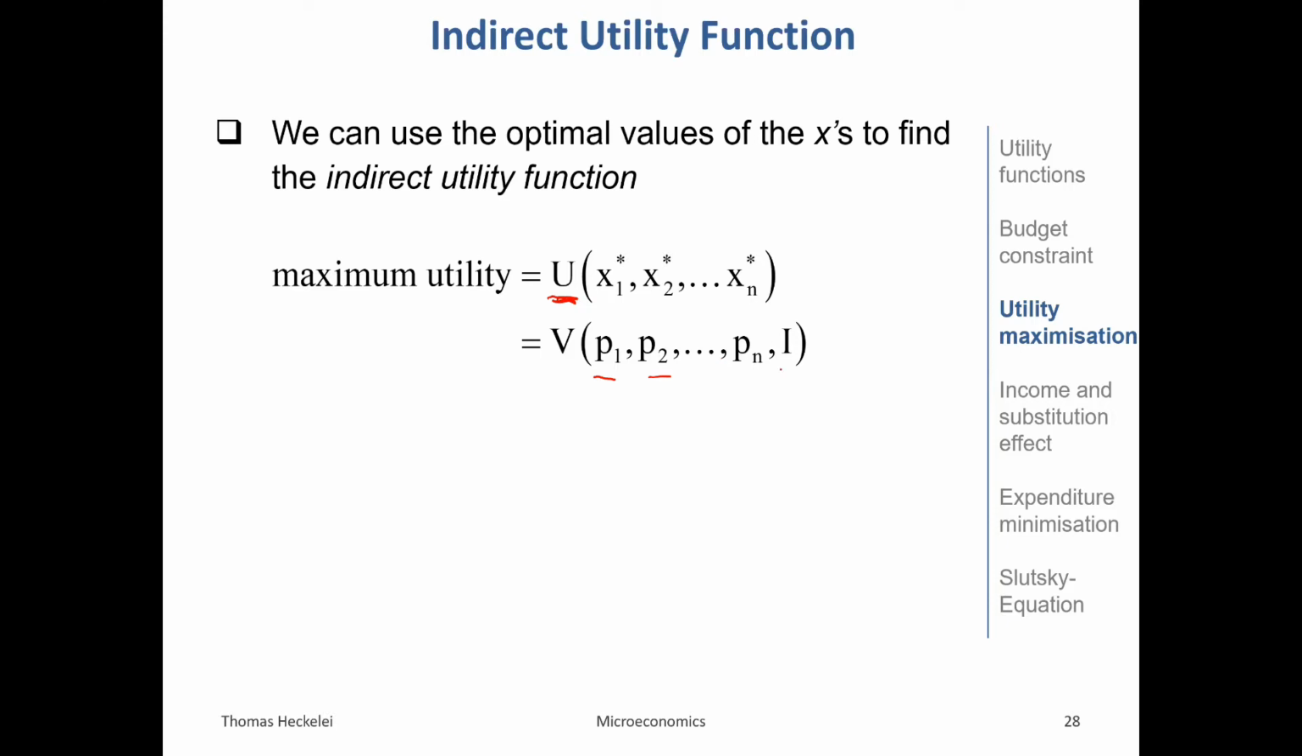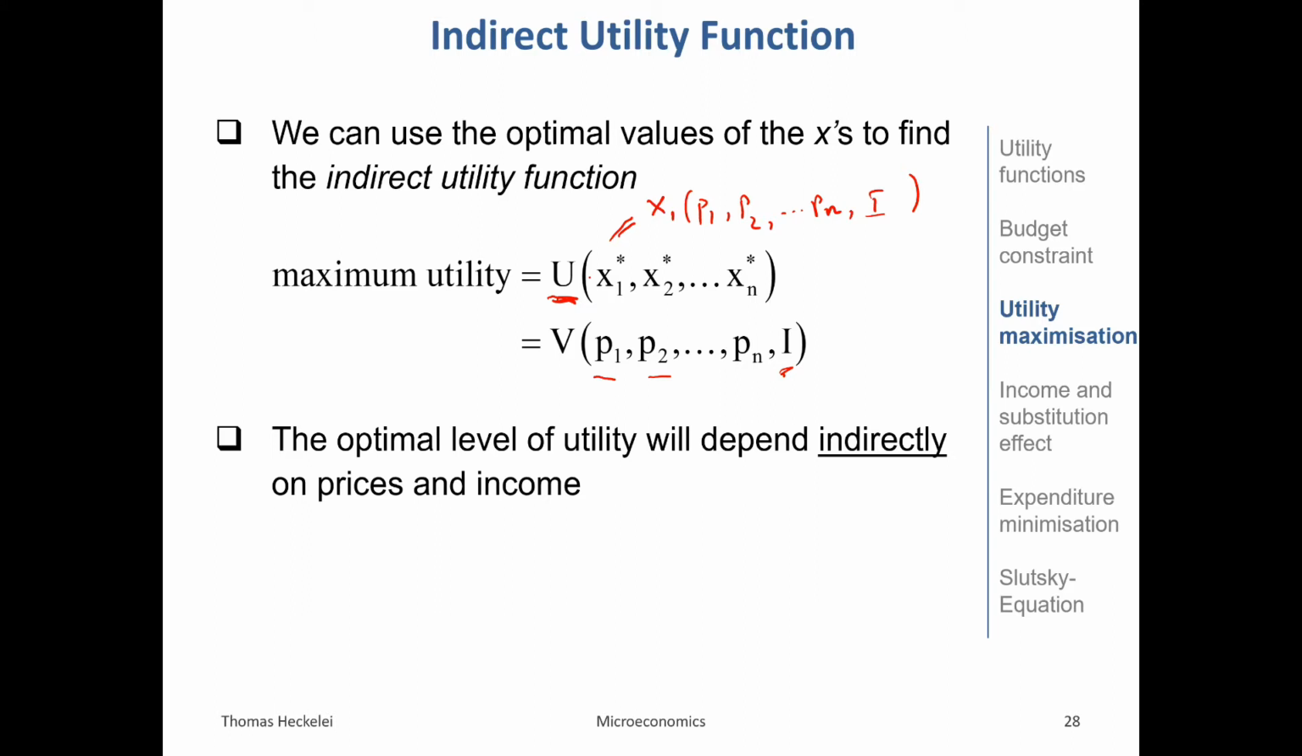P's, the prices, and incomes, because remember we have solved, for example, x1 star as a function of P1, P2, Pn, right? And income. So we plug this function inside the utility function, and then we get something called the indirect utility function. So for that reason, you see that the optimal level of utility will depend indirectly on prices and income.